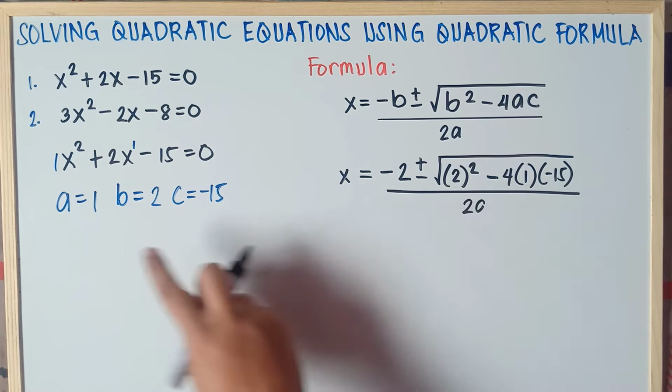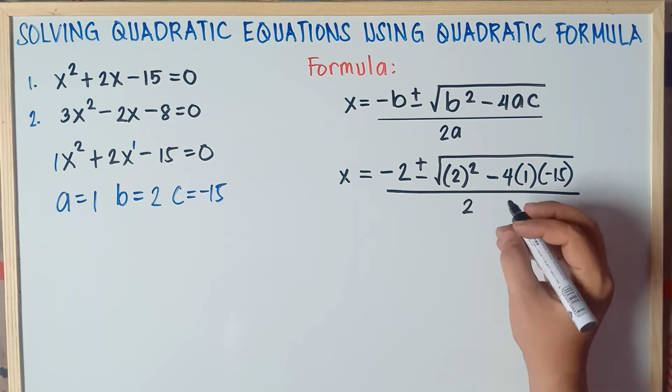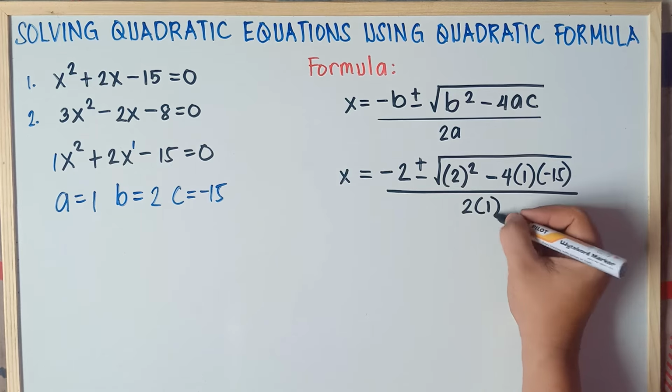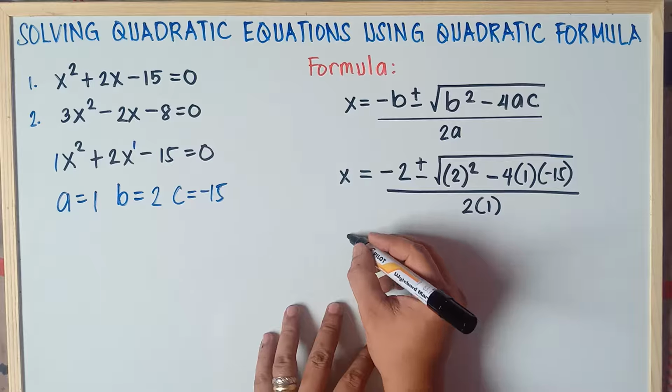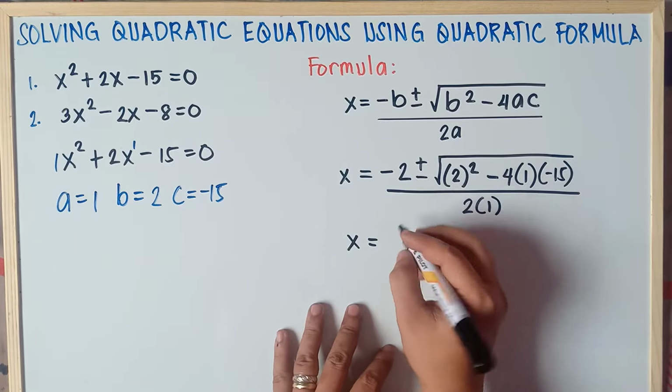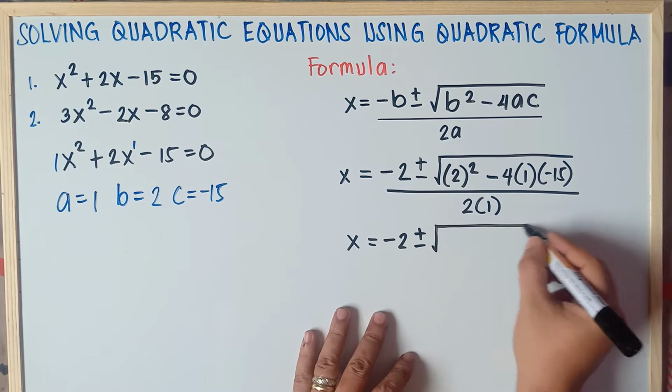all over 2a. So our a is 1. Once again, if you have 2a, it means 2 times a, and our a is 1, so that will be 2 times 1. Alright, and then you simplify this one, class. So copy x equals negative 2, plus or minus the square root of 2 squared, class.